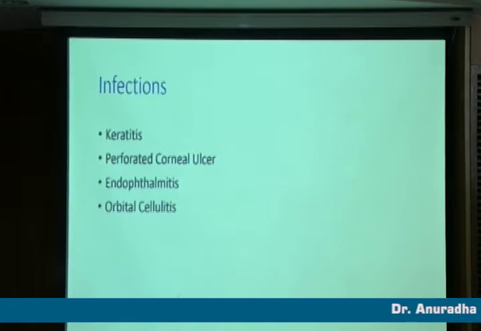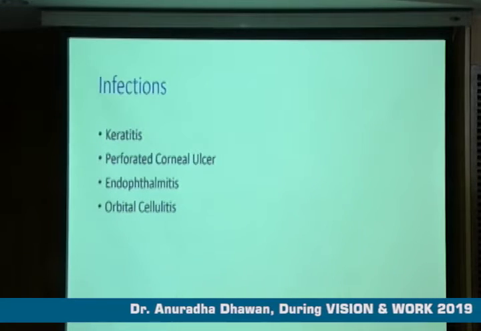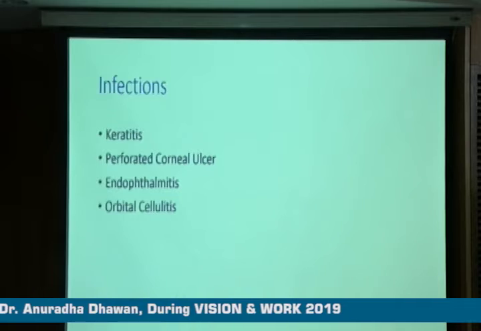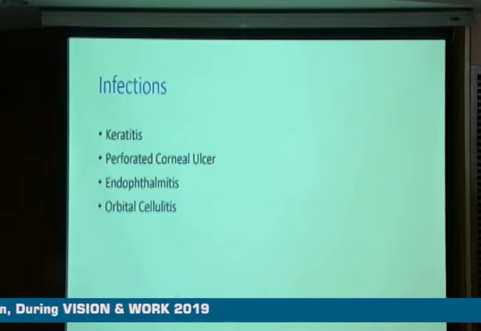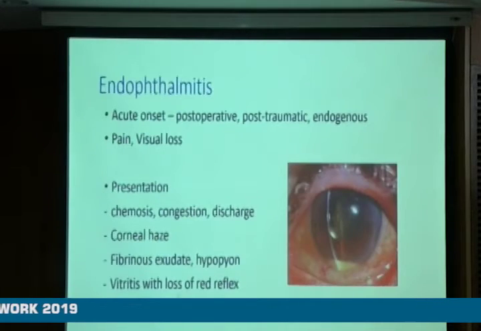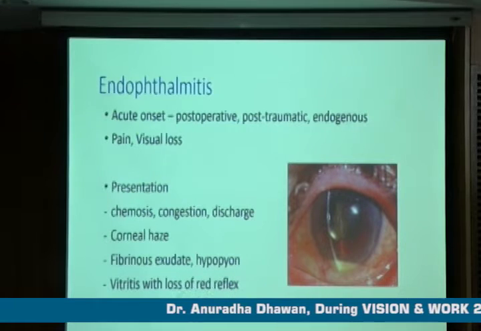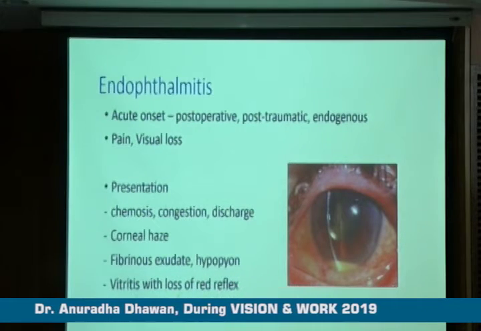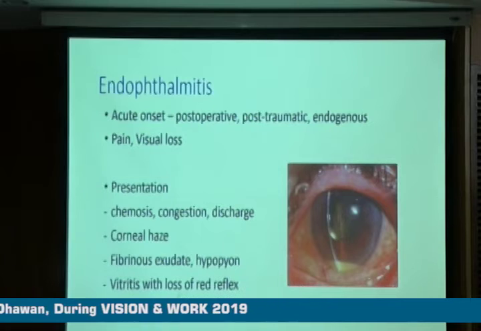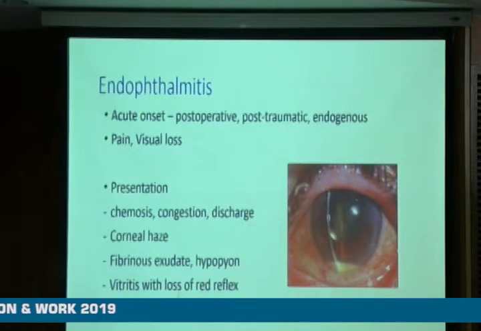So the red eye can be associated with infections. We have already discussed keratitis and perforated corneal ulcer. Two more conditions which require a mention are endophthalmitis and orbital cellulitis. An endophthalmitis patient can present to you with acute onset of pain and visual loss following an ocular surgery. So this can be post-operative following surgery, it can be post-traumatic, and sometimes it can be endogenous.